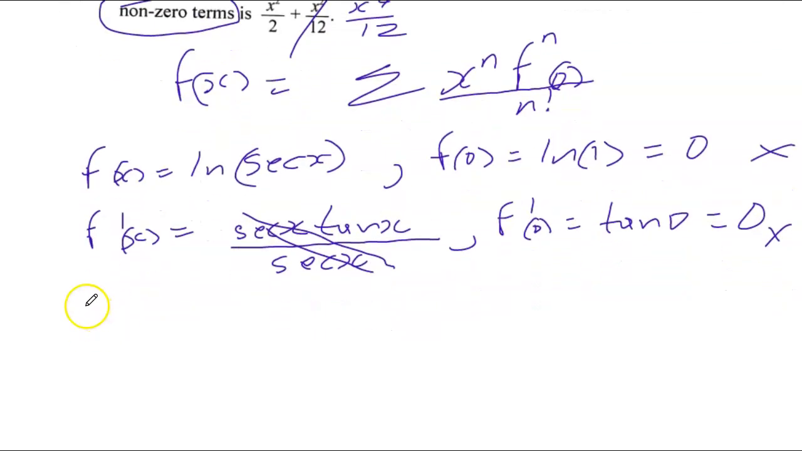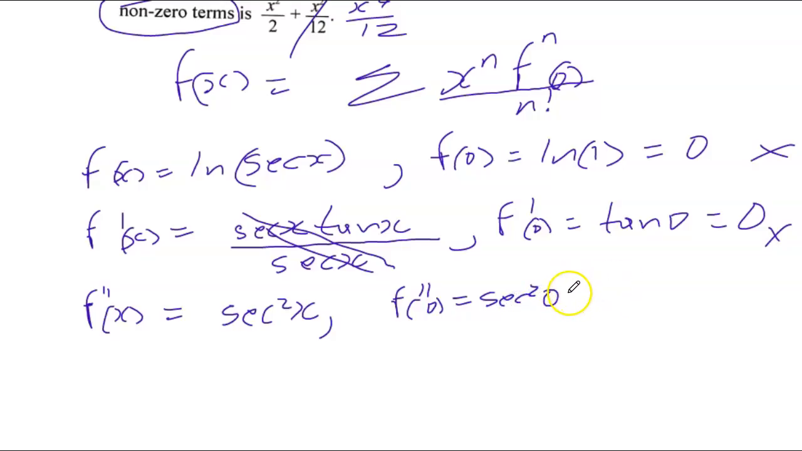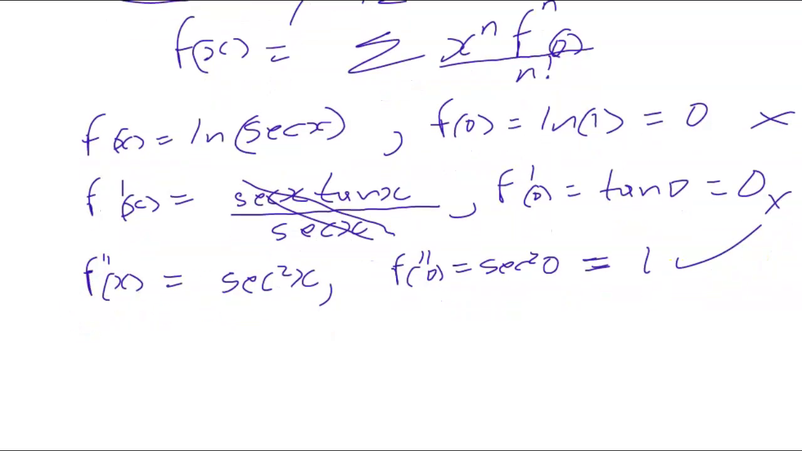If we differentiate again, this is the second derivative. To get the second derivative, differentiate the first derivative tan x, and you get sec square x. Evaluate at 0. So what you get is sec square 0, and sec square 0 is equal to 1, since sec square is 1 over cos square, and of course cos 0 is 1. Alright, so now we have a term when we get the second derivative. Let's find the third derivative now.